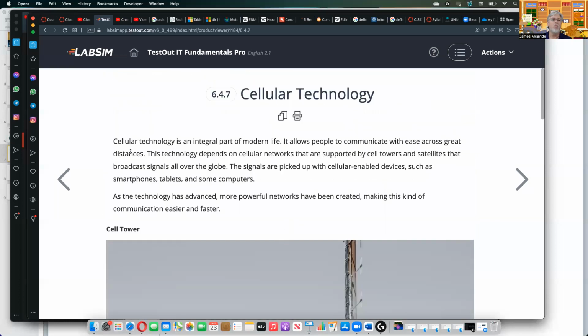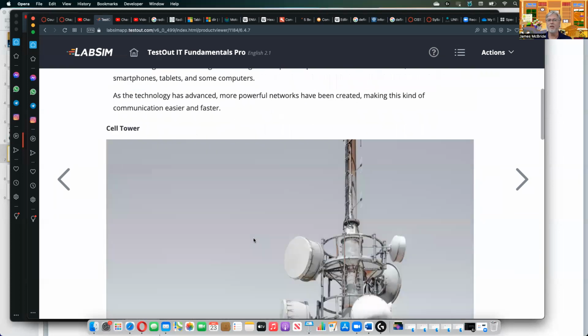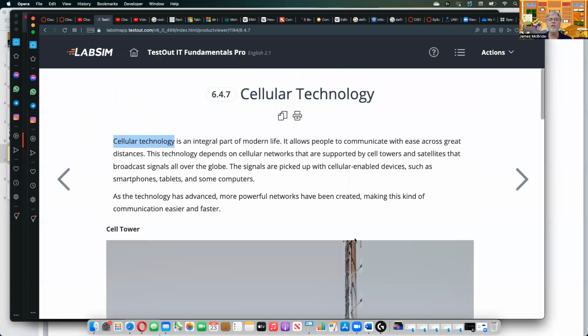And so basically why they call this cellular technology is that these towers make up cells. Let me actually pull up what that looks like for you.